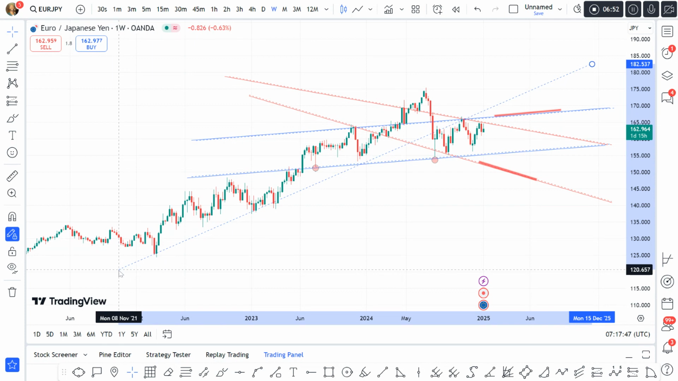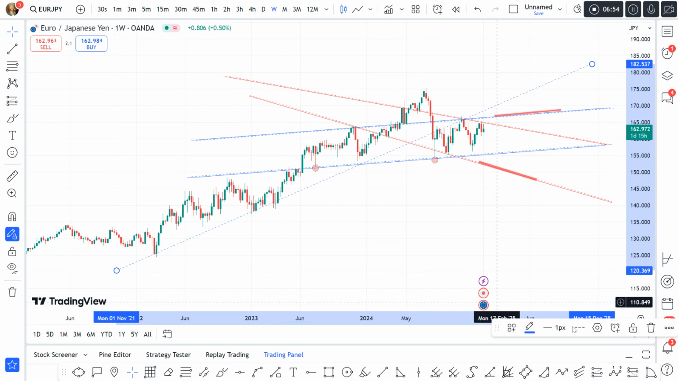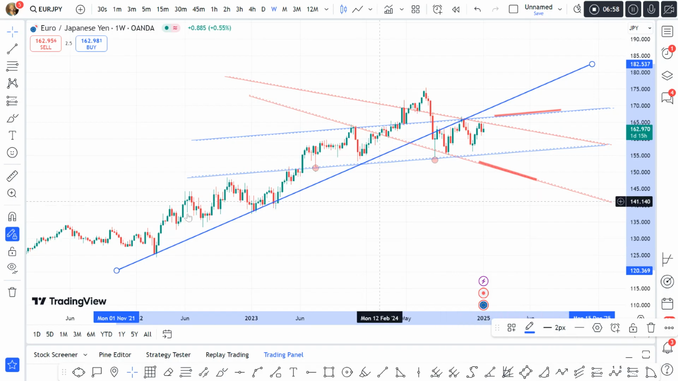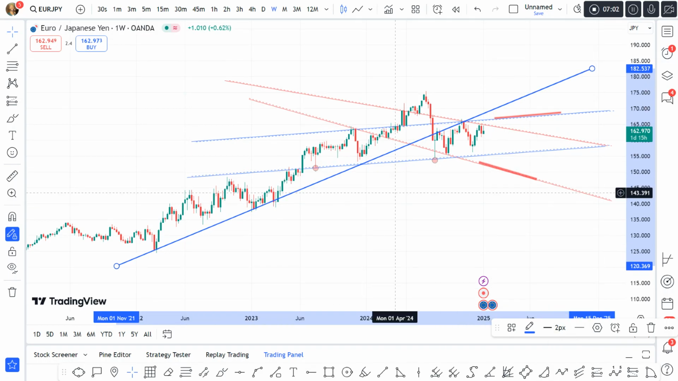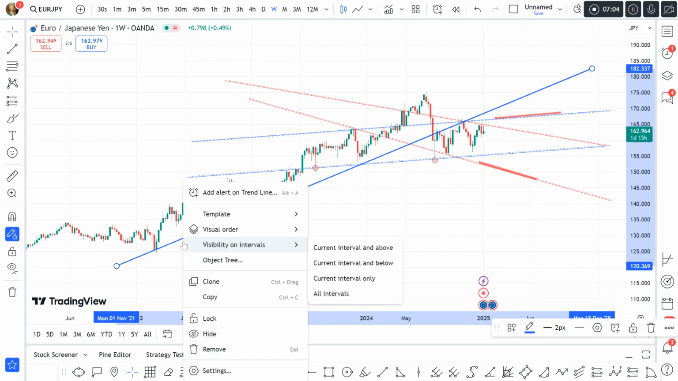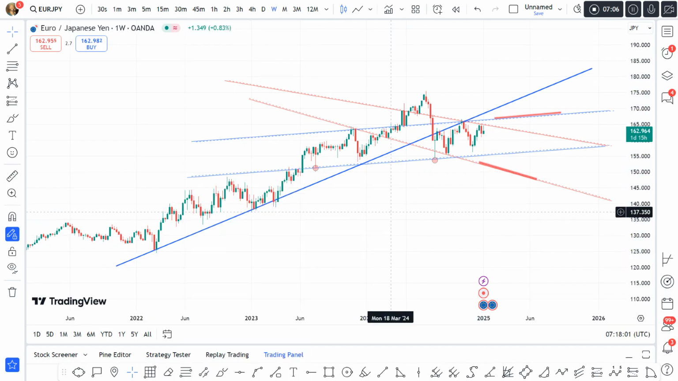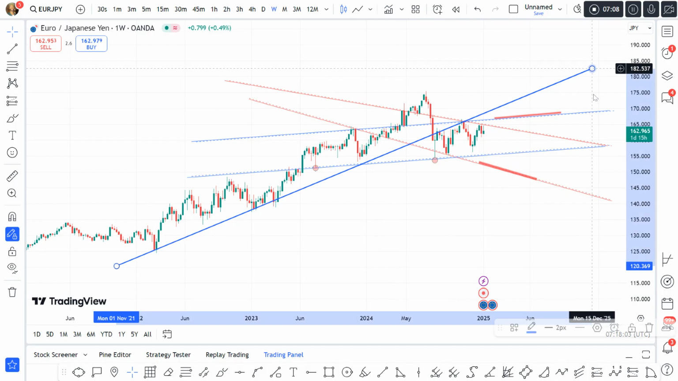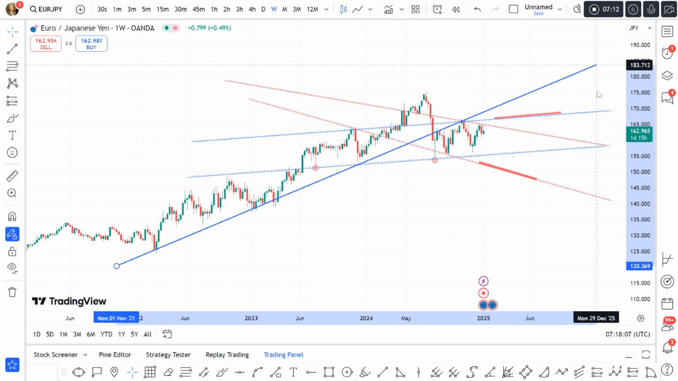So on a weekly time frame, you can see that there is a breakout from an uptrend. So what does that mean? That the Japanese economy might be strengthened against Euro. That is exactly what this means.